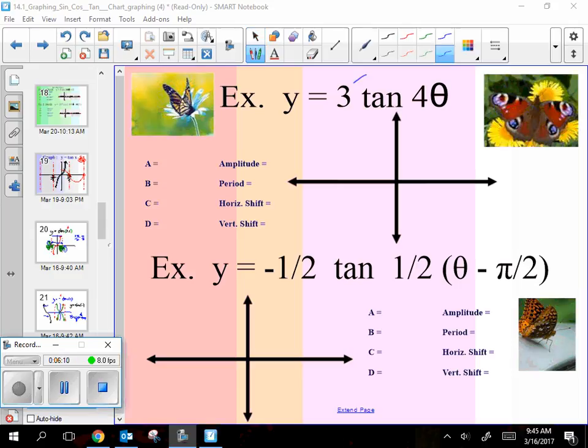This has two things going on. It's stretching the vertical. How are you going to do that on a tangent? Well, here's normal tangent, right? And here's pi over 2, and here's negative pi over 2. How do you do this 3? We didn't even have any numbers here before.